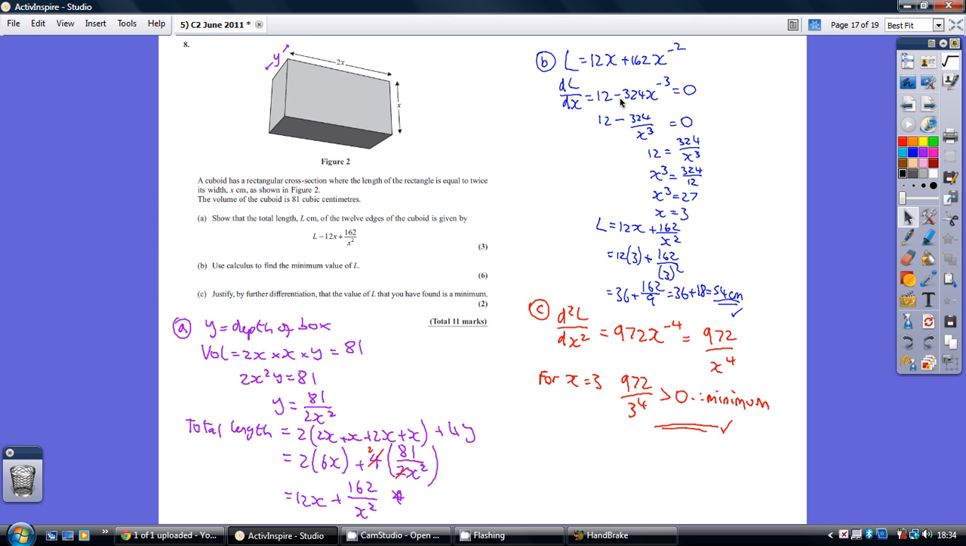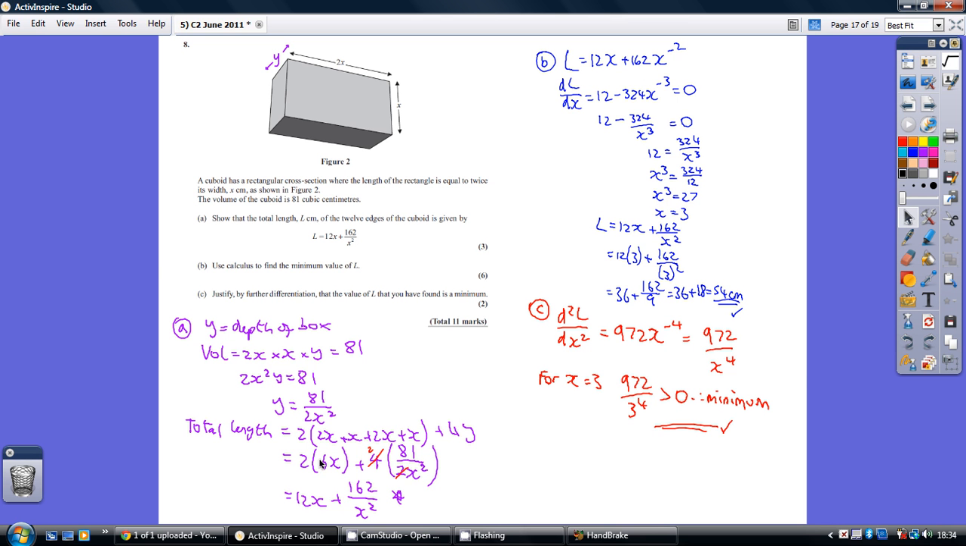Now remember, at a maximum or a minimum, the differential equals 0. So this equals 0. So just following through the algebra, adding 324 over x cubed to both sides, we get this. Multiplying through by x cubed and dividing by 12, we get this. And then cube rooting, 324 over 12 simplifies to 27, and then cube rooting, x equals 3. So x equals 3 is the length for which L is going to be a maximum or a minimum.